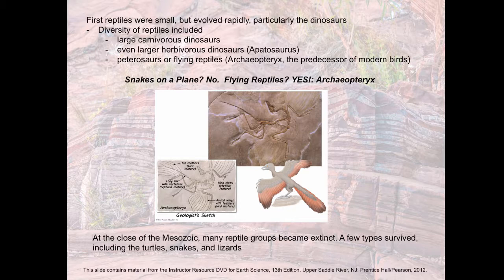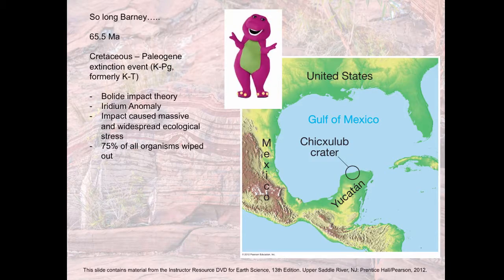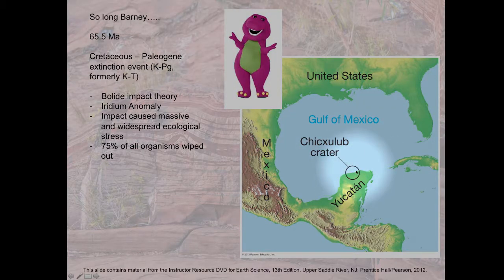Turtles, snakes, and lizards survived and were able to take advantage of new ecological space caused by that end Cretaceous extinction, which we'll get to right now. So, along Barney, at 65 million years ago, a large bolide impact occurred. Most geologists agree now that it happened in the Chicxulub crater off the Yucatan Peninsula. This impact would have occurred right around here.